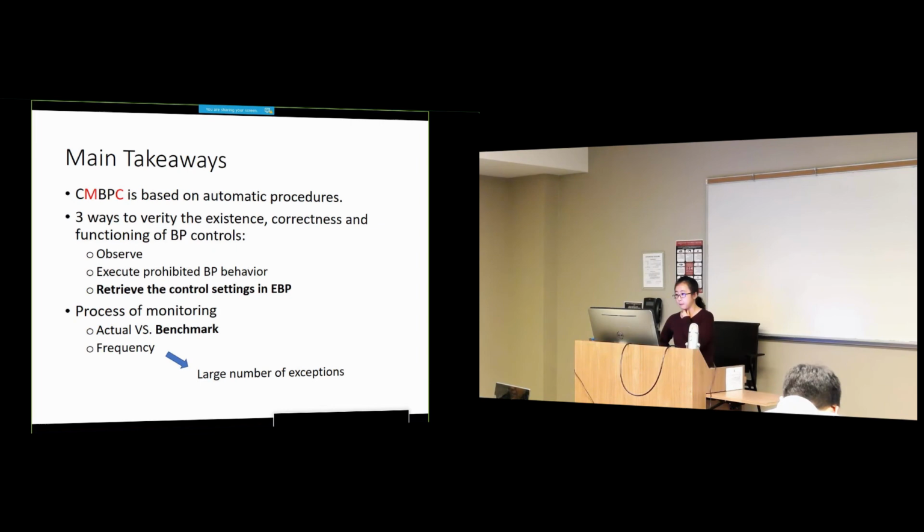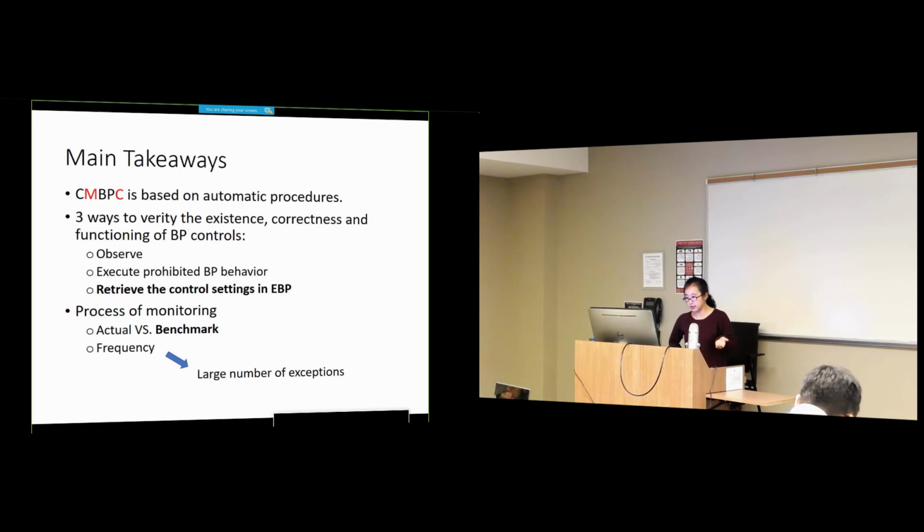To verify the existence, correctness, and functioning of the business process controls, we have three ways. First, and the most obvious one, is that we just observe. The second is, because we want to test whether these controls are working or not, we can pretend that we violate some rules and see whether the system will give us some alarms. This is called prohibited ERP behavior. But as you can imagine, we are testing the system by violating some rules. It has some costs in it.